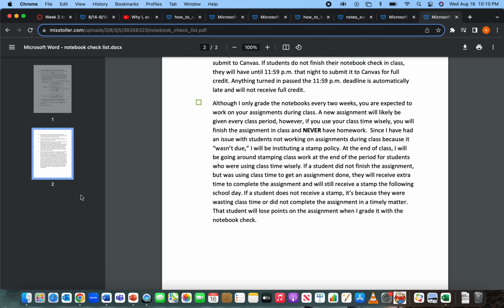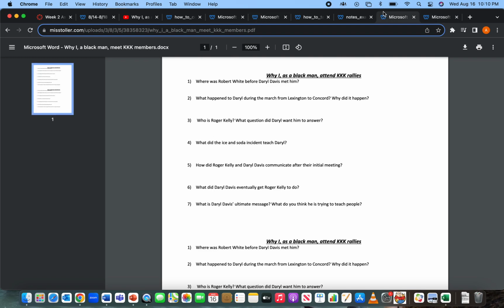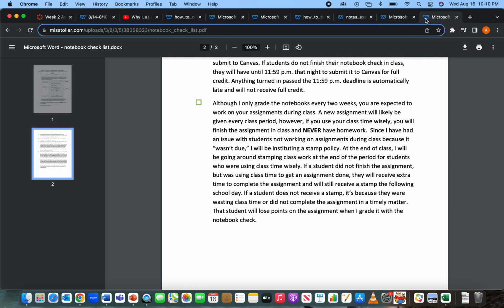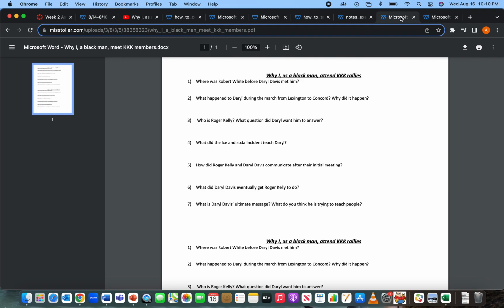So again, let's say you miss this Thursday, the 17th, and you need to get this worksheet here stamped, and you wait until Friday, the 25th. I am not going to stamp it. It's only going to be worth half credit. But let's say you come on Monday morning, you're like, hey, Miss Toller, I wasn't here on last Thursday. I need this stamped. Boom, I will go ahead and stamp it for you as long as it's complete.